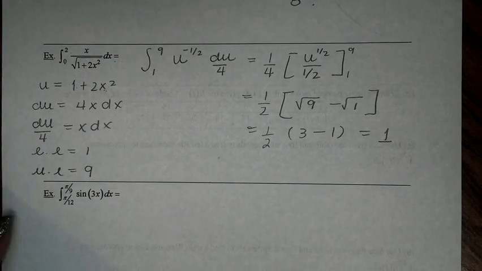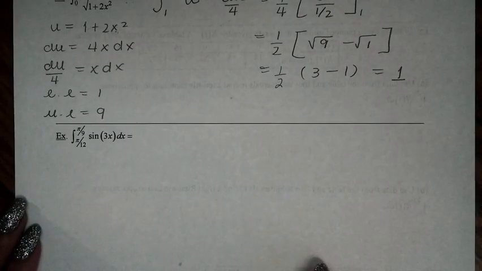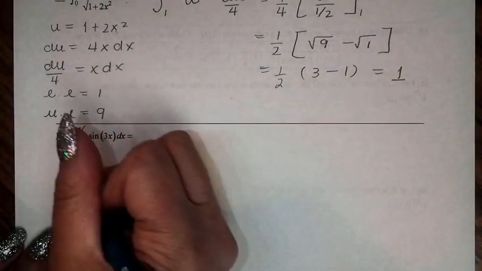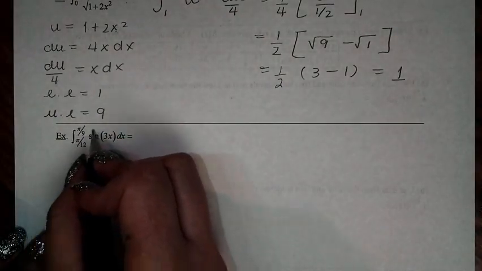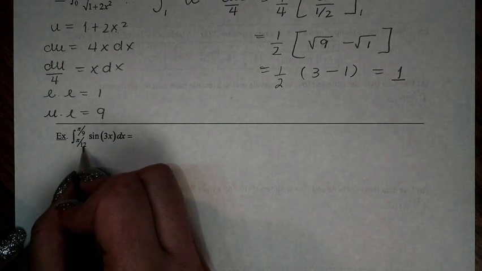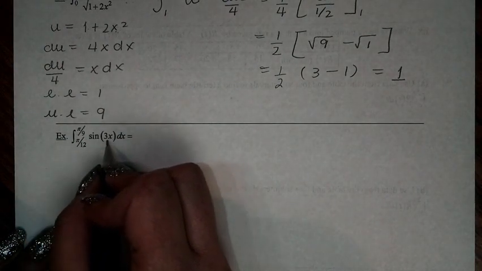So let's look at the last one on this page. Here is your U-substitution. As you can see, you have the integral from pi over 12 to pi over 9 of sine of 3x dx.